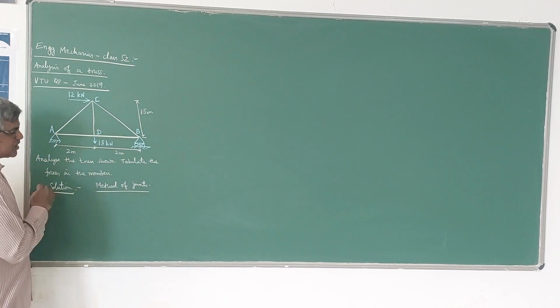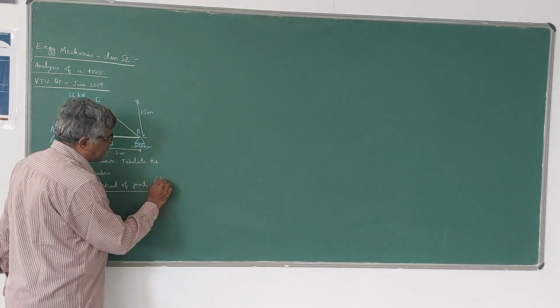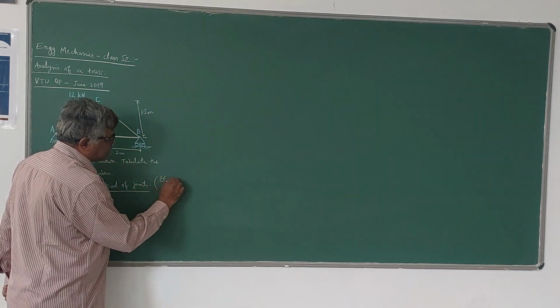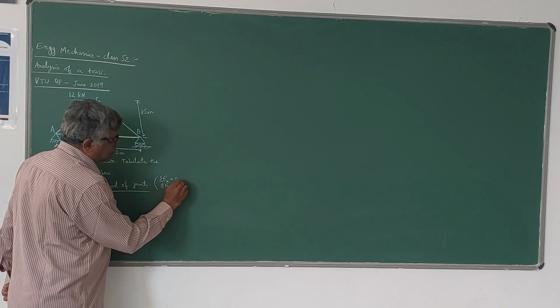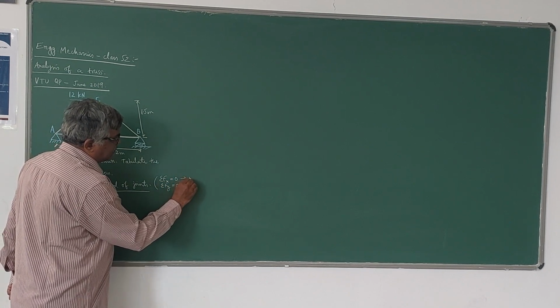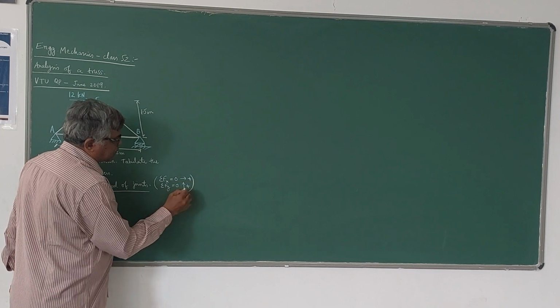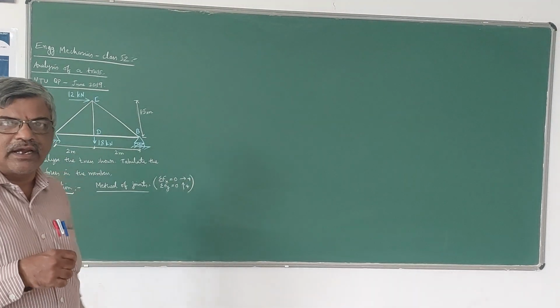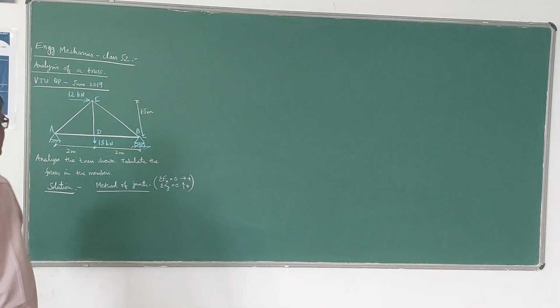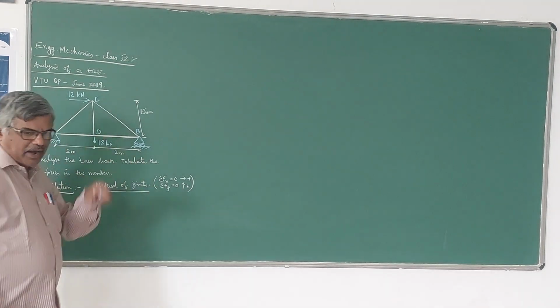If you are using the method of joints, we have to use the two equilibrium equations for the concurrent force system: sigma Fx is equal to 0 and sigma Fy is equal to 0, treating towards right positive and upward positive. Each joint is taken, and at each joint the equilibrium equations are applied.